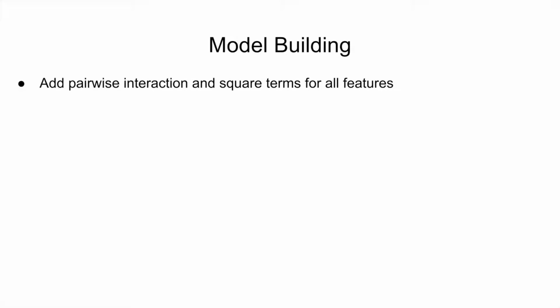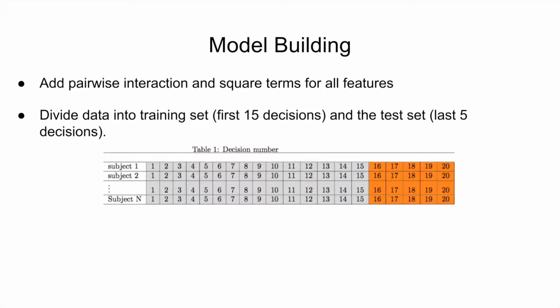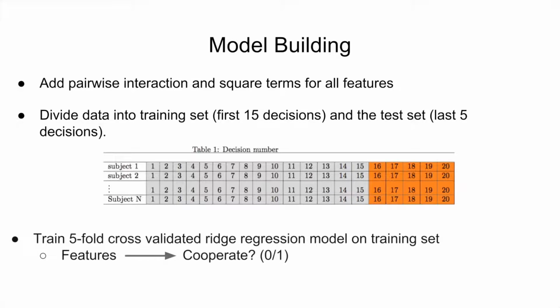First, we add pairwise interaction and square terms for all the features to expand the feature space we're looking in. Then we divide the data into a training set, which is the first 15 decisions each person made, and a test set, which is the last 5 decisions each person made. Then we train a 5-fold cross-validated regression model on the training set, where the features are our input values, which we'll talk about in a little bit. And out of that, we're trying to predict: did this person cooperate in this decision? 0, no; 1, yes.